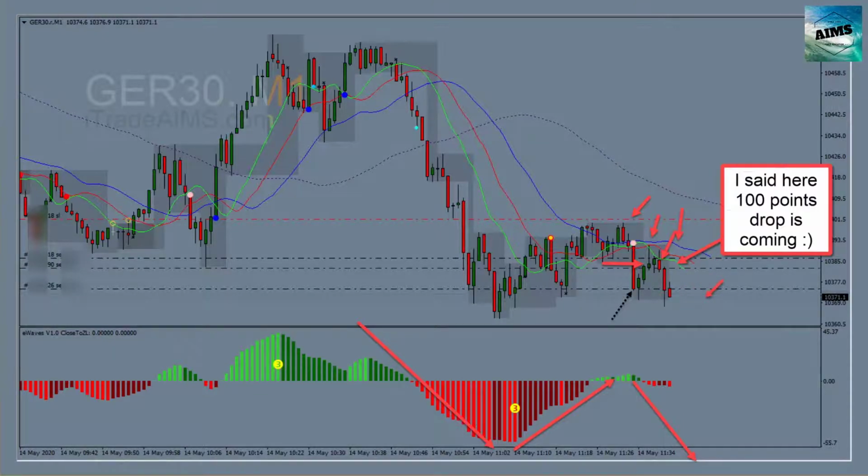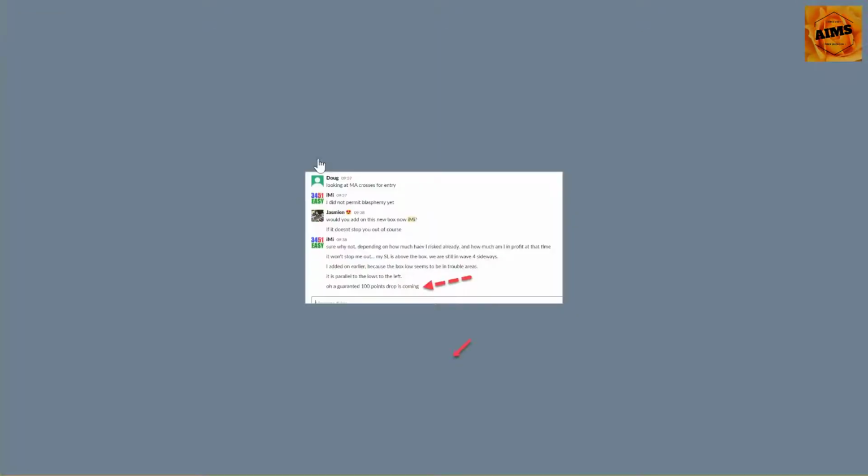When you look at those charts for a while, like I have been, you develop a feeling for the market. And around here, I thought it was just about to explode. I really did want to add on one more time here. But I was fully invested, and I said, forget it. That's it. This should be enough. Oh, a guaranteed 100 points drop is coming. Before that, I was thinking it won't stop me out.